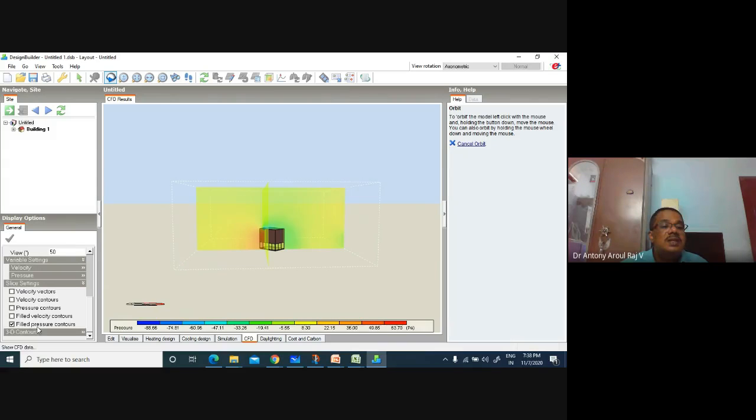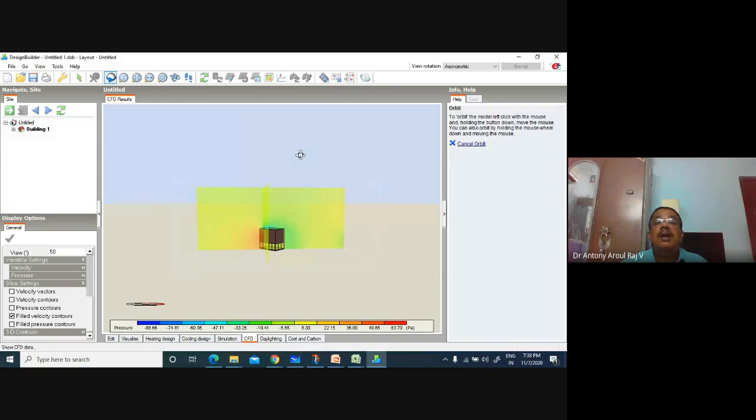So now let us see the velocity contours. I want to enlarge this, but I am not able to do that. Some problem is there with this. Maybe since I am online, there is some capacity problem in the system.